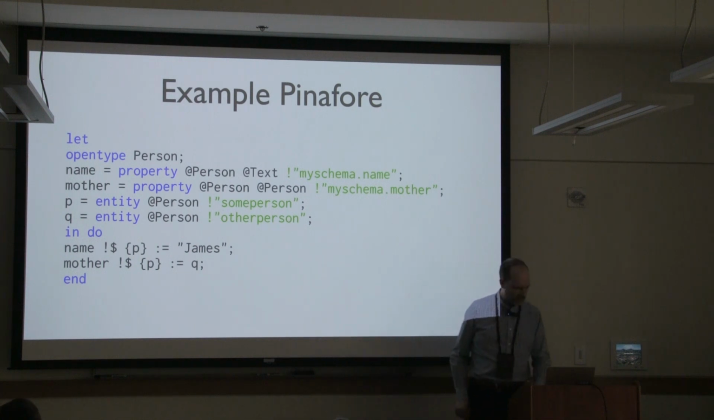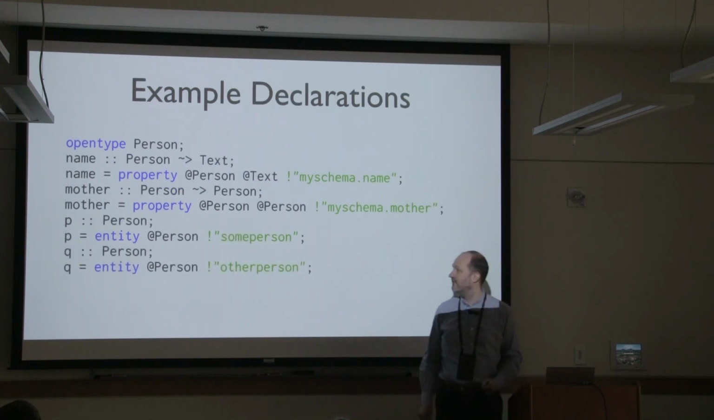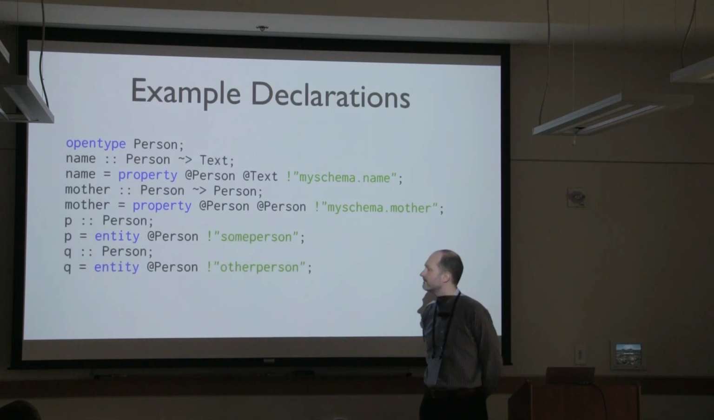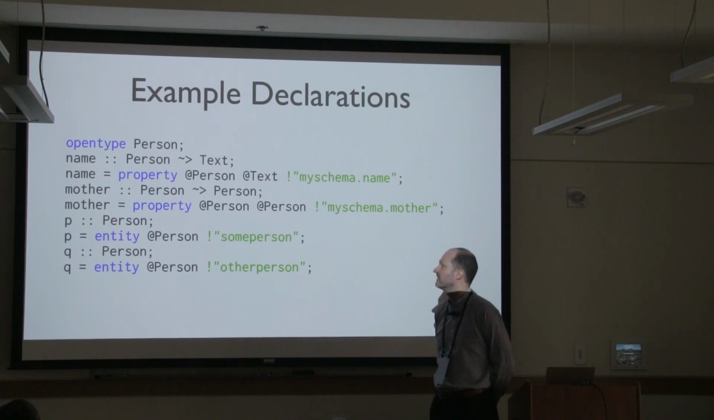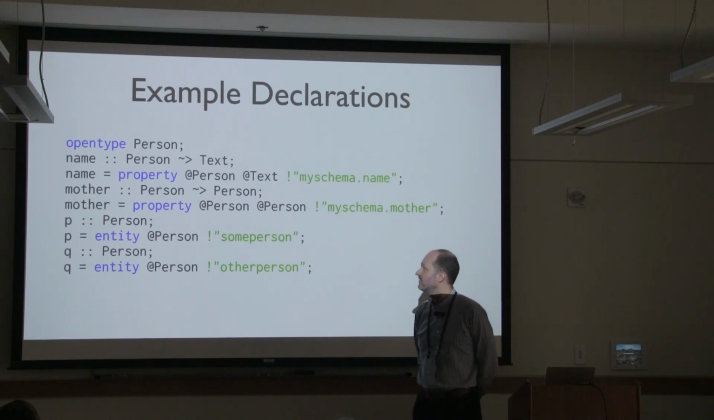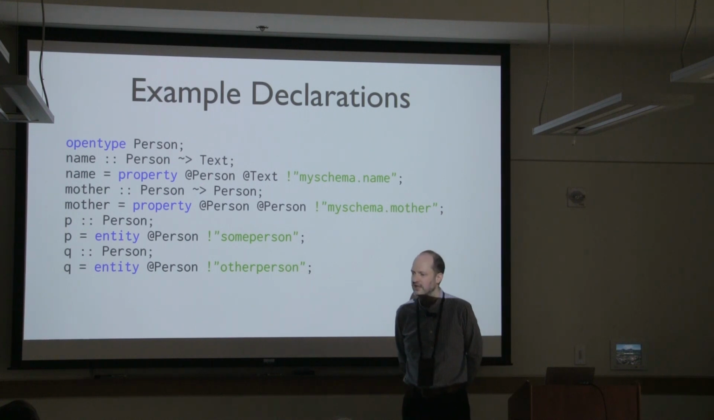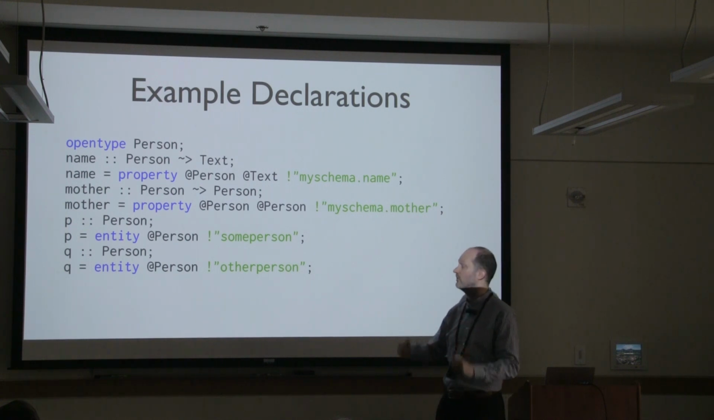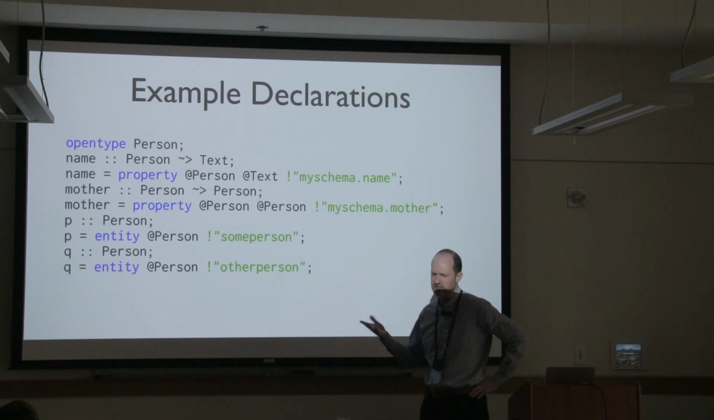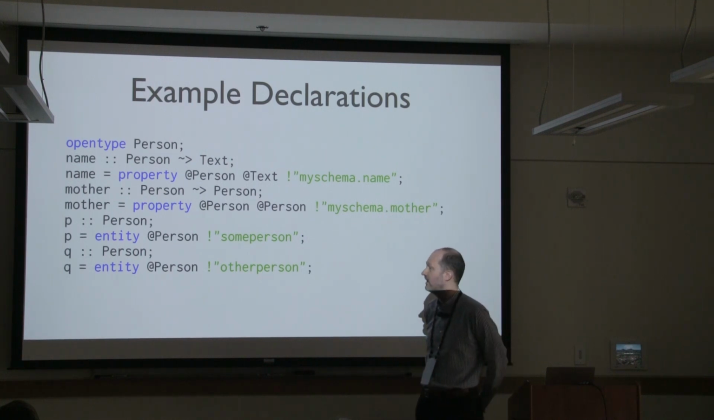So let's focus in on the declarations. This is the same, but now I've added in the type signatures. Pinafore will infer type signatures if you don't put them in, but here I've put them in to make it a bit more readable. First of all, person is an open entity type. An open entity type is a type which we can just generate new values of using the new entity function. We'll just generate new values of that type.